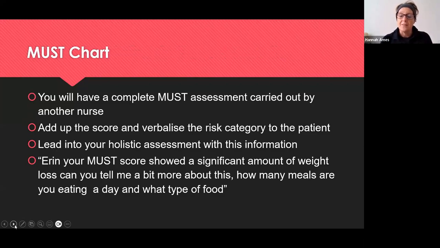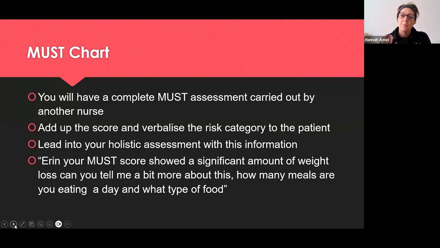Okay, the MUST chart. So you've done your ABCDE, you documented your NEWS2, you're going to move on and complete the MUST chart. So find it within your assessment documentation. It will have already been completed and carried out. I'm going to show you what that looks like by another nurse. And you are going to add up the scores, verbalise the risk category to the patient, and then use this information to lead into your holistic assessment.